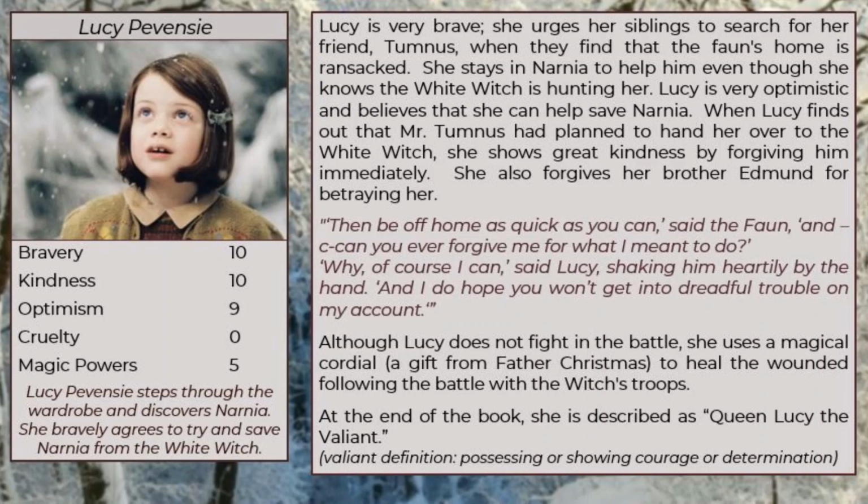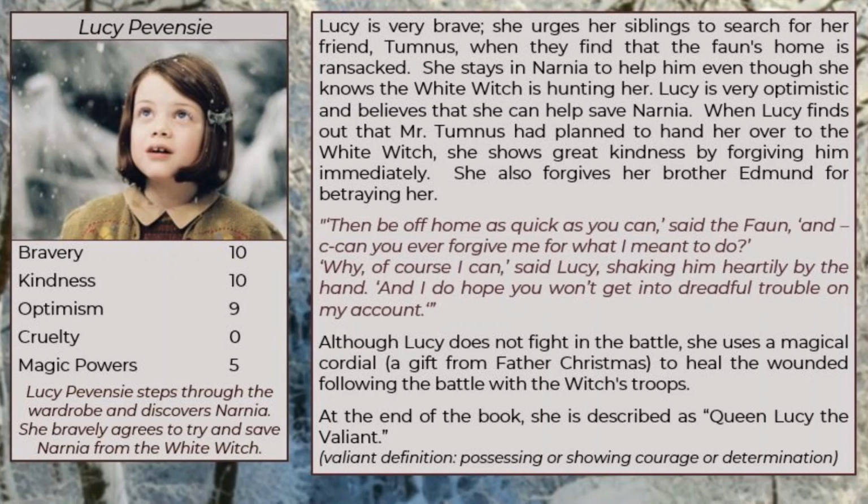Lucy is very brave. She urges her siblings to search for her friend Tumnus when they find that the fawn's home is ransacked. She stays in Narnia to help him even though she knows the White Witch is hunting her. Lucy is very optimistic and believes she can help save Narnia. When Lucy finds out that Mr. Tumnus had planned to hand her over to the White Witch, she shows great kindness by forgiving him immediately. She also forgives her brother Edmund for betraying her.